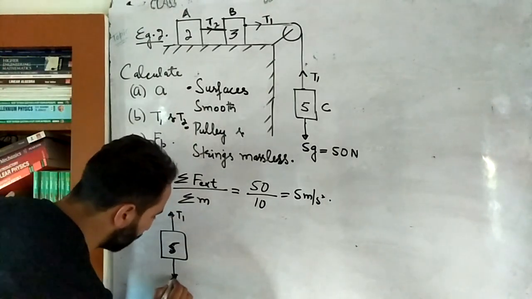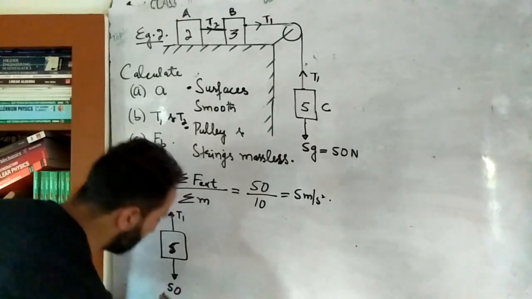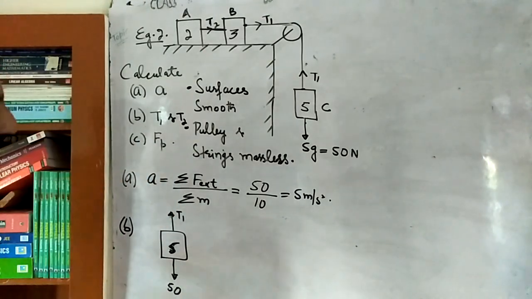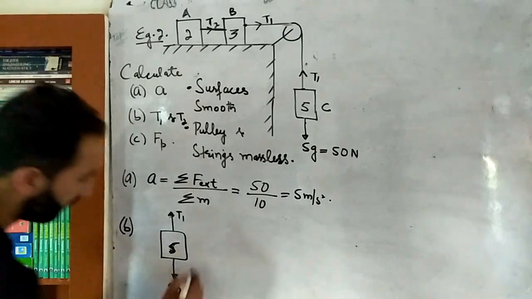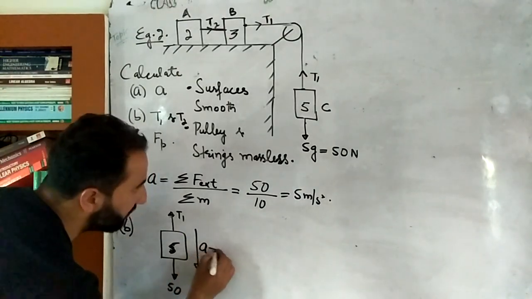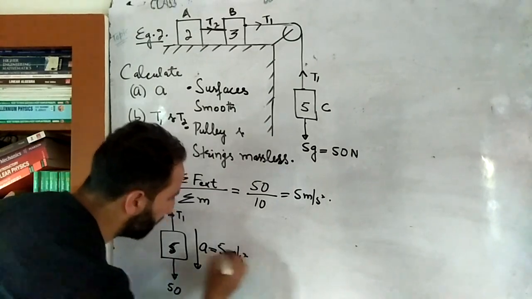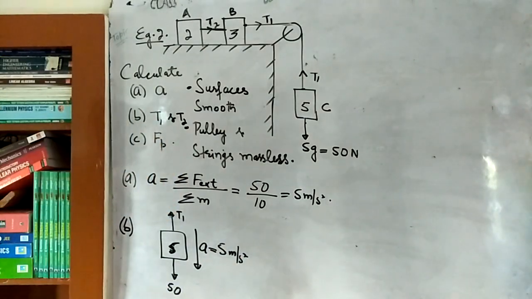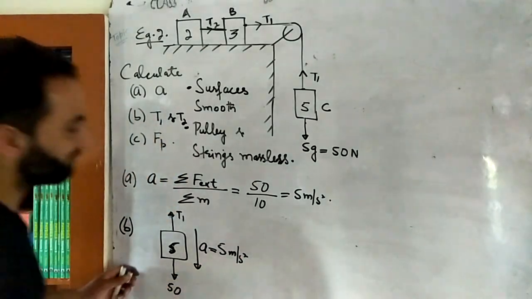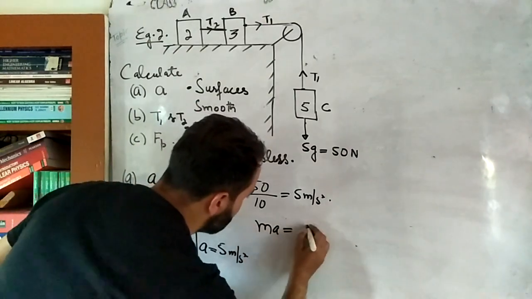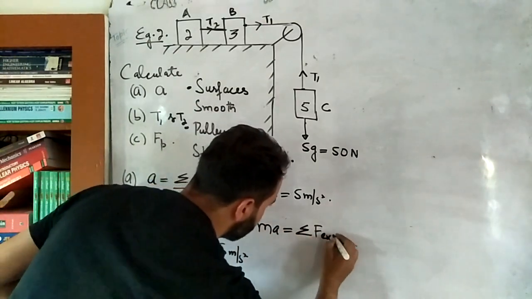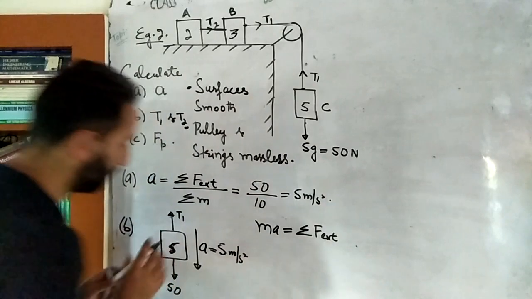In the downward direction there is what? That is 50 Newton. You have 5g, that's equal to 50 Newton. Does it accelerate upwards or downwards? Obviously downwards. And what's the acceleration of this? That's equal to 5 meter per second square. Okay, so we'll apply Newton's second law of motion for this very block, and that's like this: ma is equal to the summation of all the external forces acting on this block.